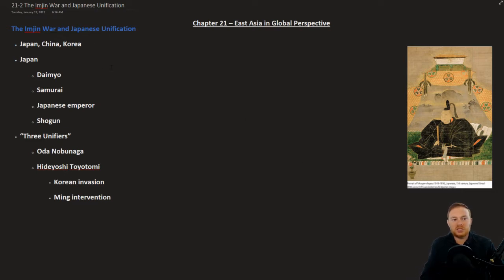So as far as the Imjin War goes, this was a war that was fought between Japan and then Korea and China. So this was a war of Japan, essentially, versus Korea and China. It was fought primarily in Korea, and it was a very deadly and devastating war.